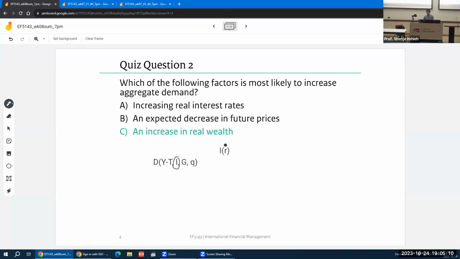So that's the idea. I talked a little bit about this last week, but if not, just know that there's a negative relationship between real interest rates and investments. If you have higher interest rates, that's going to decrease investments, and that's going to decrease aggregate demand. So A is wrong. All right, B, an expected decrease in future prices.